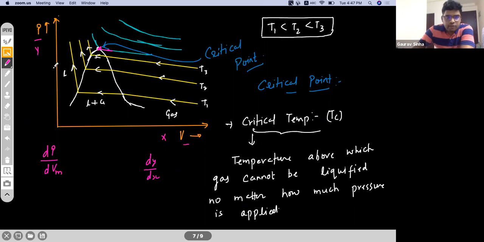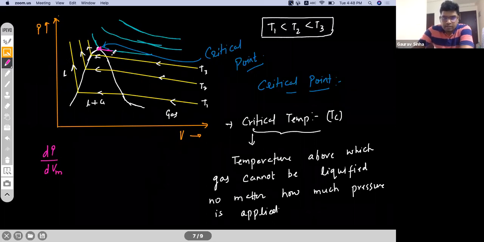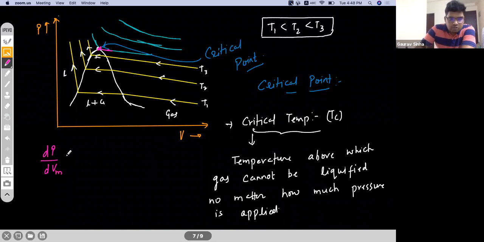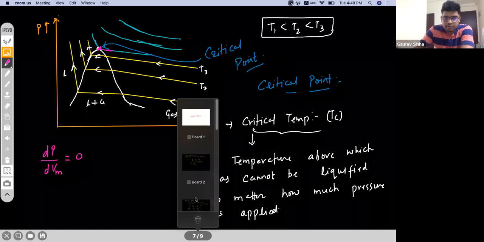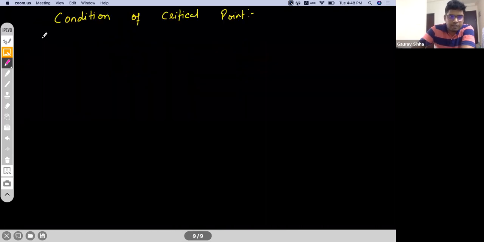Okay. So dy by dx is the slope. Here, instead of x we have v, and instead of y we have p. So the slope of this curve at the critical point is dP by dVm. Since the tangent is parallel, this slope equals 0. This is the condition of critical point.